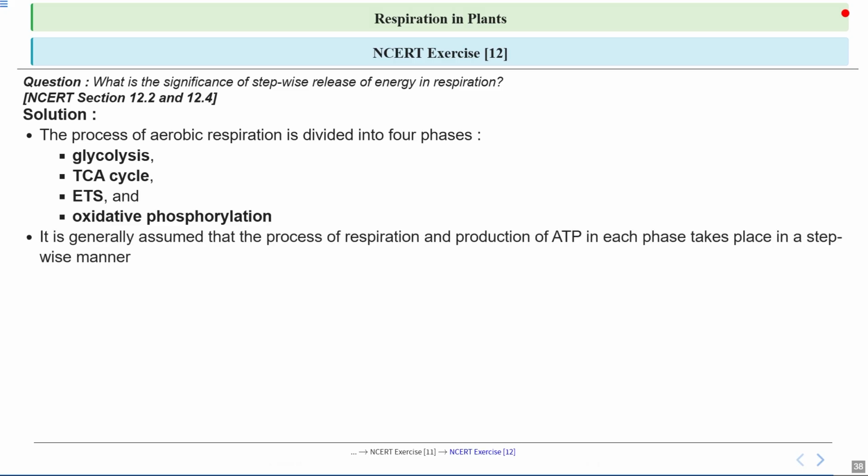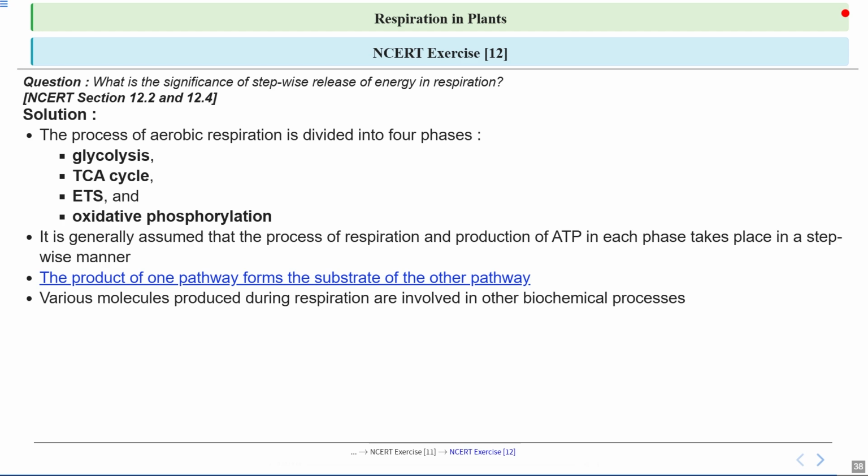Now it is generally assumed that the process of respiration and production of ATP in each phase takes place in a stepwise manner. The product of one pathway forms the substrate of the other pathway. For example, from glycolysis, the end product is pyruvic acid. This pyruvic acid undergoes oxidative decarboxylation. We get acetyl coenzyme A, which is the beginning of the tricarboxylic acid cycle. So here we can see the end product of one process is the starting product of another. That is the substrate of the other pathway.